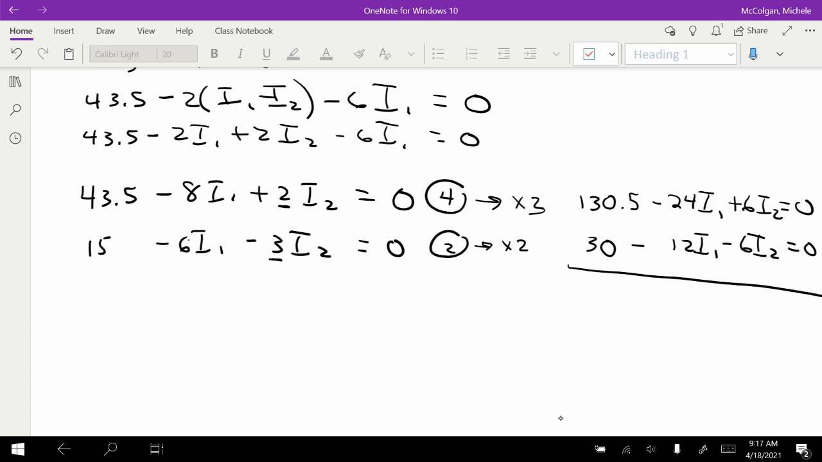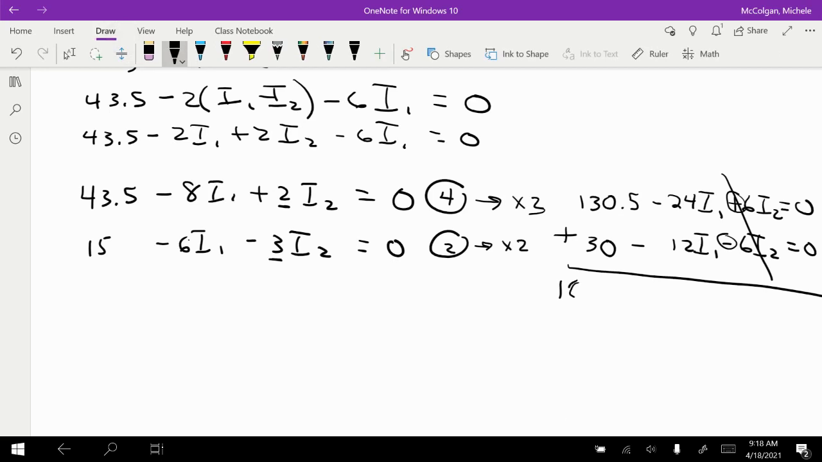So what I'm going to do now is, because I have a positive sign here and a negative sign here, I can just add these equations. And what happens when I add them is this goes away. So I'm adding 130.5 plus 30, which is going to be 160.5. And then I'm adding these, so I'm going to get minus 36I1 equals 0.